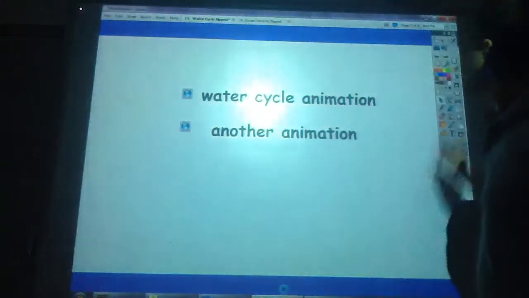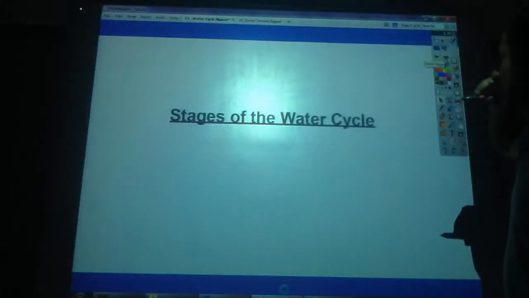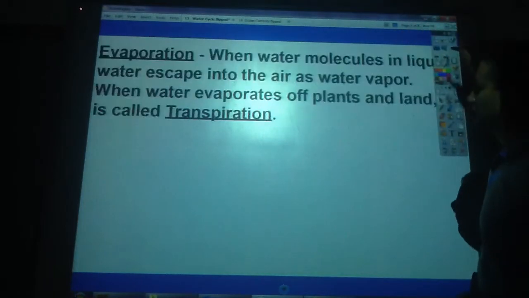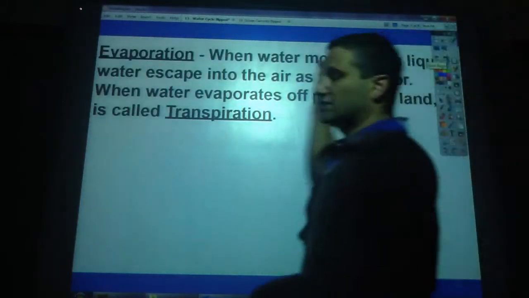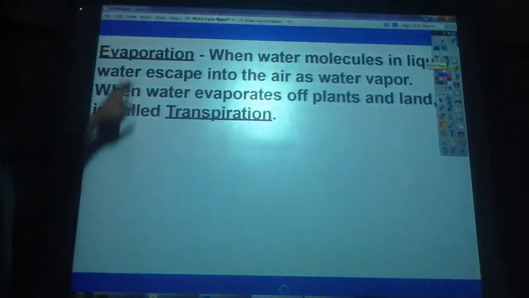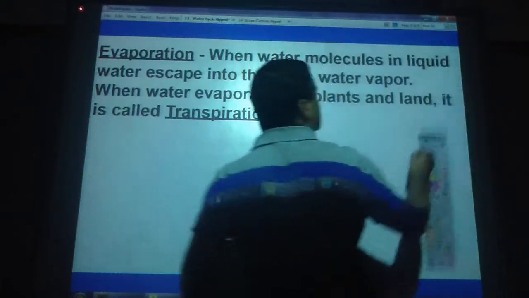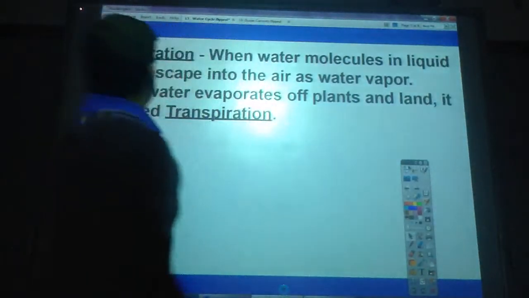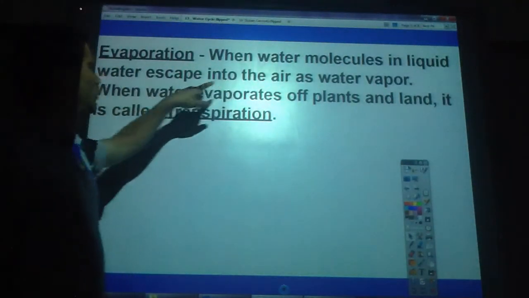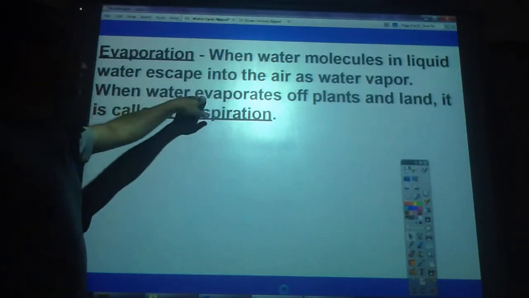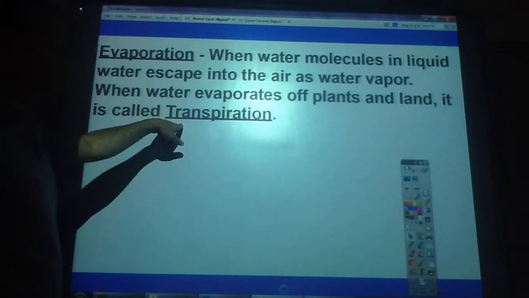All right, we'll go back. I like that one. So, stages of the water cycle. Like we said, we have evaporation. Not necessarily the first one, but evaporation is when water molecules in a liquid escape into the air as water vapor. And when water vapor evaporates off plants, it's called transpiration.